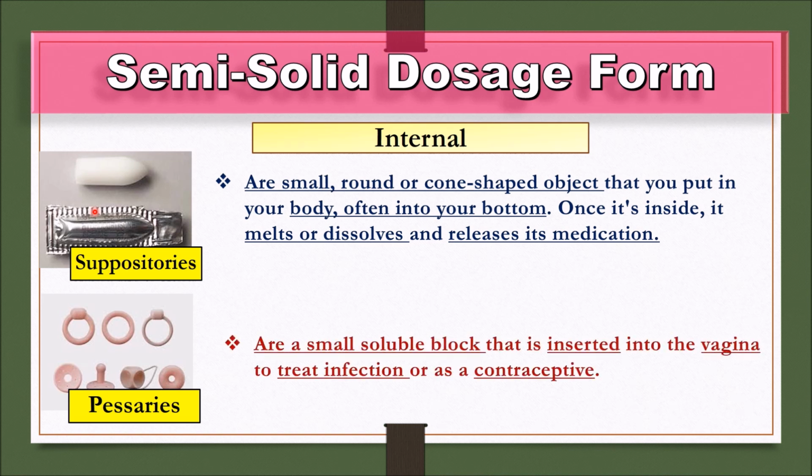Now in semi-solid internal dosage form, we have pessaries. What are pessaries? Pessaries are small soluble blocks. These kinds of blocks we call pessaries are inserted into the vagina of the woman. So basically it is meant for women to treat any kind of infection in their vagina, or as a contraceptive measure, these pessaries are used by women.